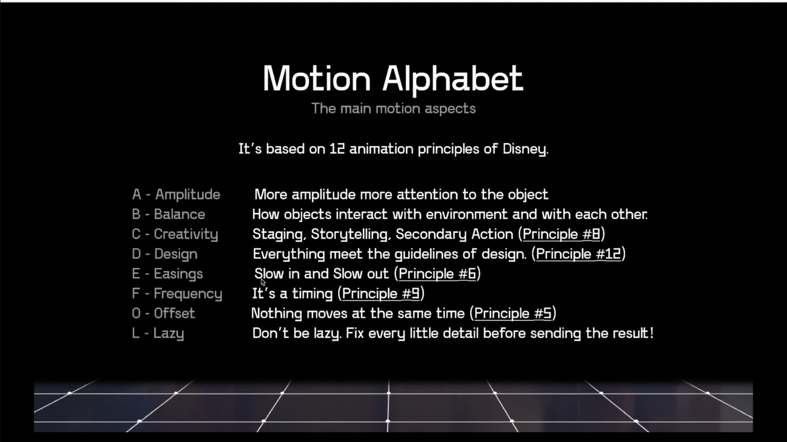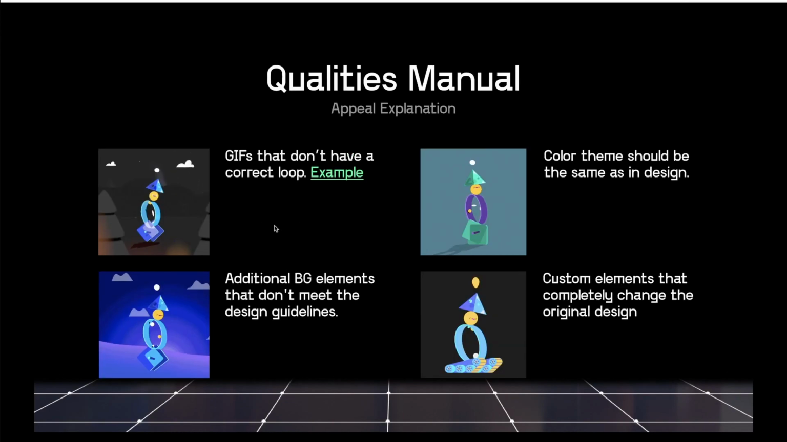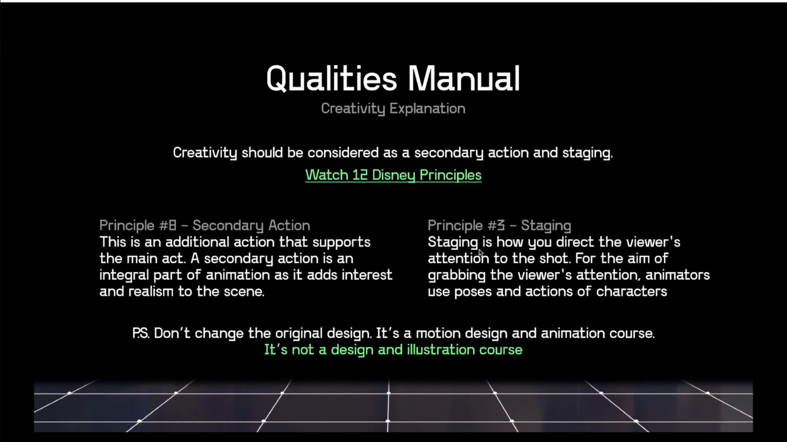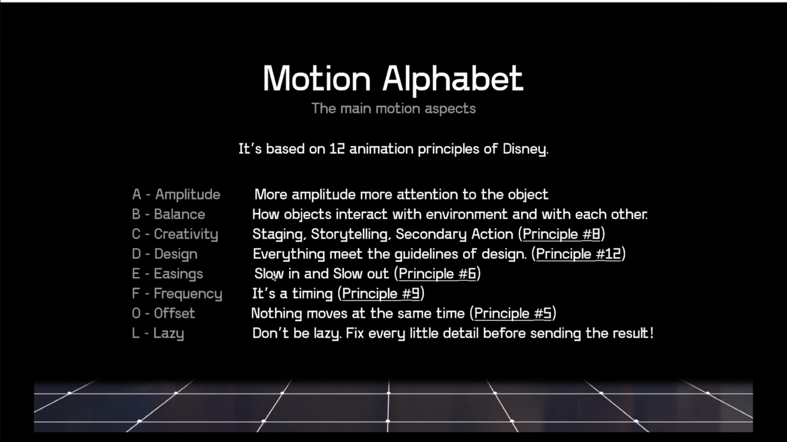But okay, so design: does everything meet the design guidelines? You should check if the author met the guidelines. If you see that there are a lot of changes, for example like here, you can decline this work. The next one is easing, and it's slow in and slow out. I've included the links to the principles, so you can click and understand the principle. The next one is frequency, and it's timing.